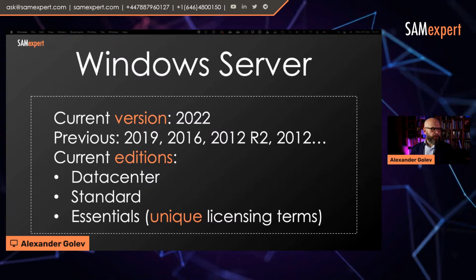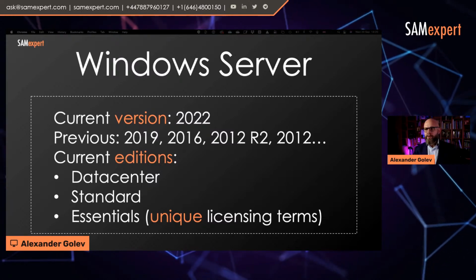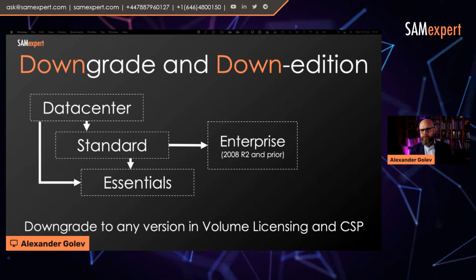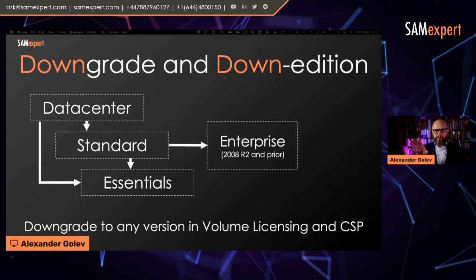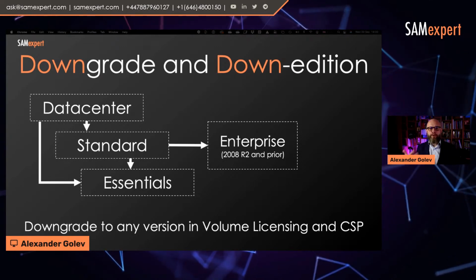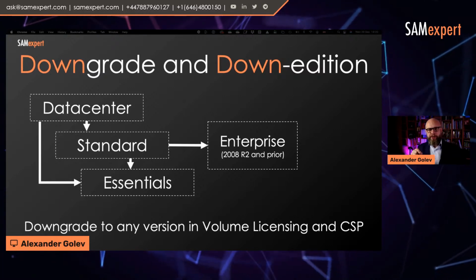Windows Server is one of those rare Microsoft products that has down editioning rights. So if you attended previous trainings, there are two types of downgrades. One is the downgrade. What we call downgrade is a version downgrade from 2022 to 2019. There's also down edition right. Please don't mix them up.